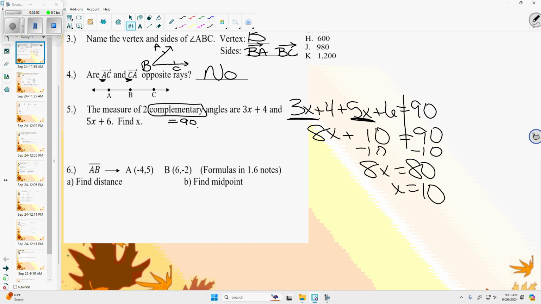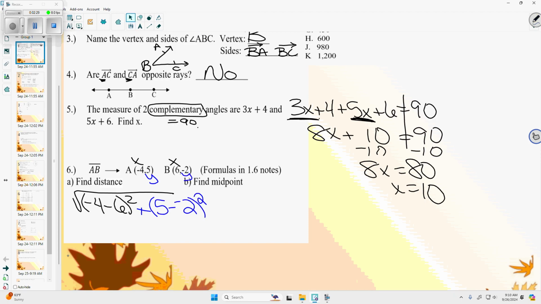All right, number 6, the formulas are in your 1-6 notes for distance. What do I plug in where? What are my x's? (-4 - 6) squared. Okay, because x is your first letter. What are my y's? Okay, so you've got to make sure you keep your x's with your x's, your y's with your y's. Go to separate points to get those values that you're plugging in.